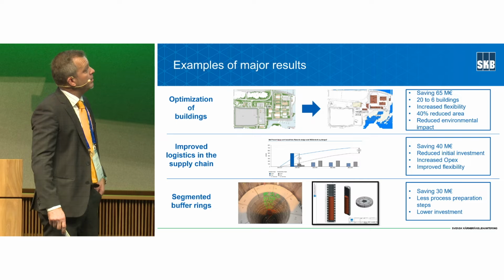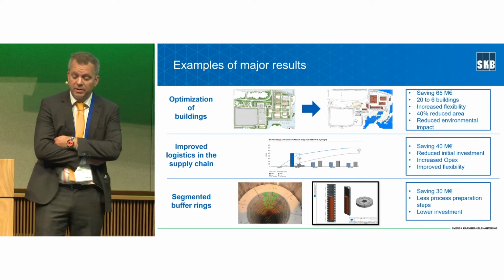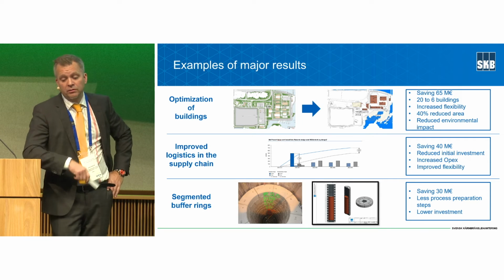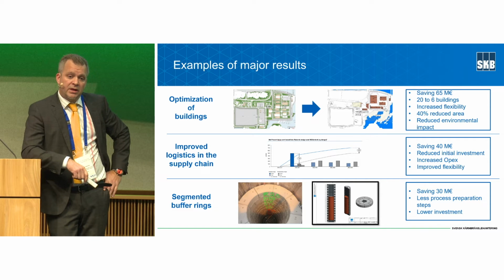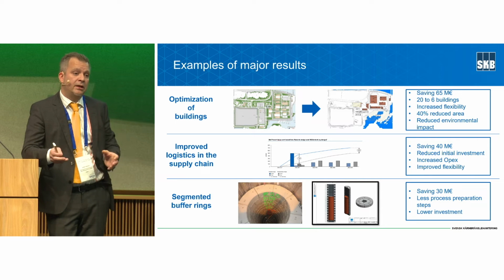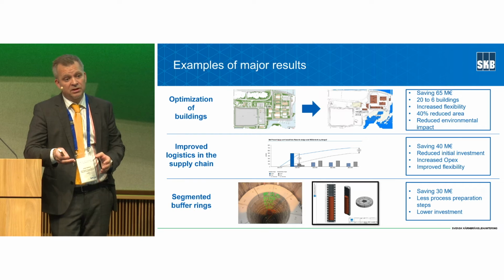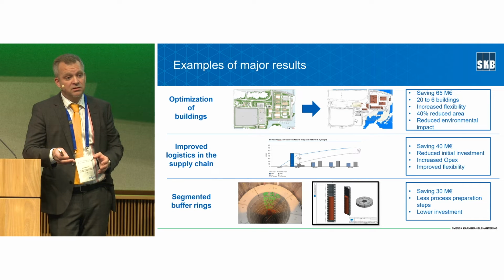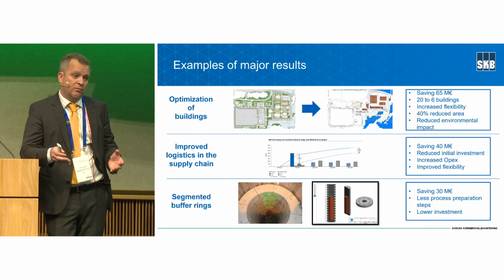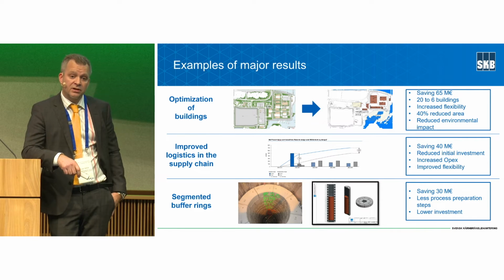So just to give you some examples of what we did, some of the bigger ones. We looked at the above ground buildings. In the beginning, we set up a requirement that said that we should have one building for each function. But we challenged that and said, why? Is it really important for us? It's not a safety issue. It's just something that we said. So challenging that, we reduced the number of buildings from 20 to 6 buildings.